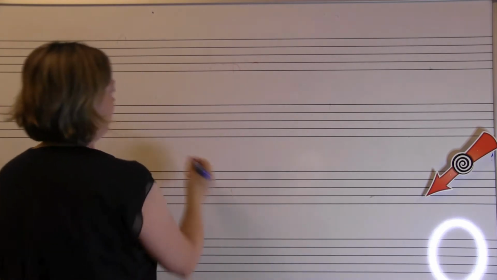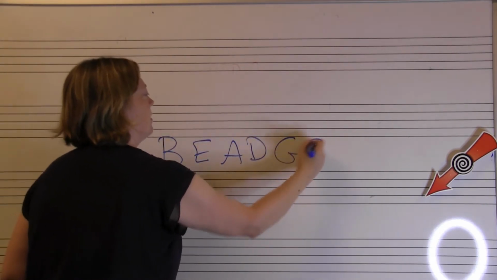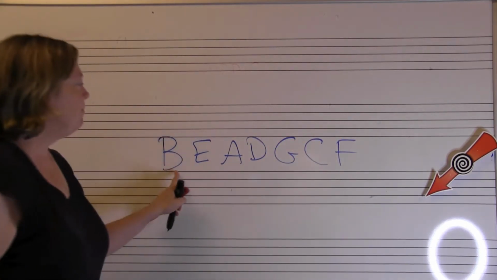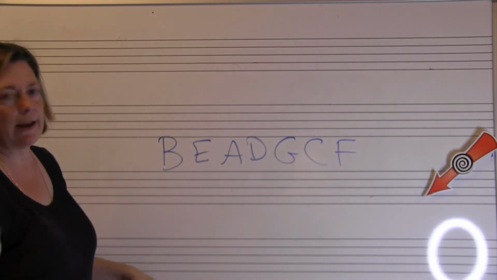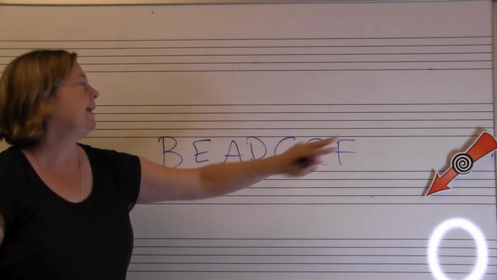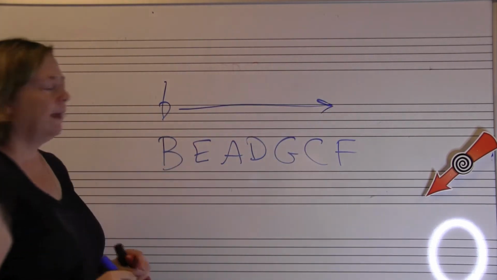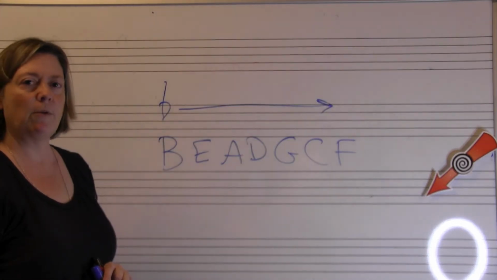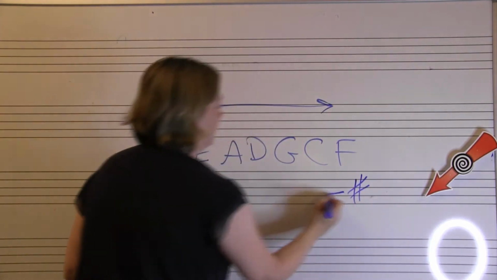So we just wrote the order of flats, which is kind of easy to remember, as many of you learned it perhaps. BEAD, greatest common factor. It's probably the only thing about fractions that you kind of like. BEAD GCF. That's the order of flats. Well, guess what? Do you remember the order of sharps? Of course you do, we just did it.